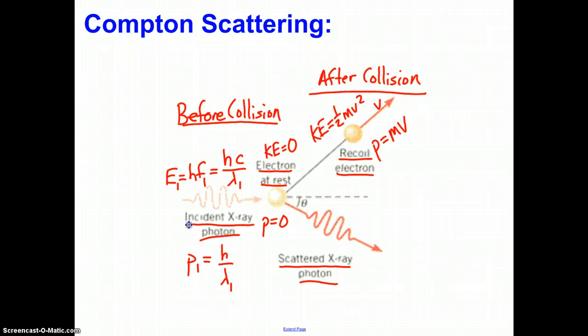Next, we have our photons also being scattered after collision. How do we express their momentum? Well, we would say p2, because it's not the same momentum as before, equals h over lambda 2. And how would we express the photon's energy? Well, we would say E2 equals hf2 equals hc over lambda 2.